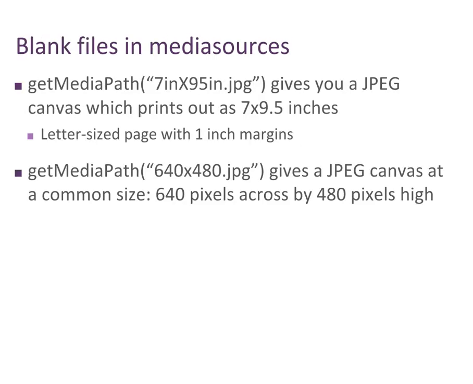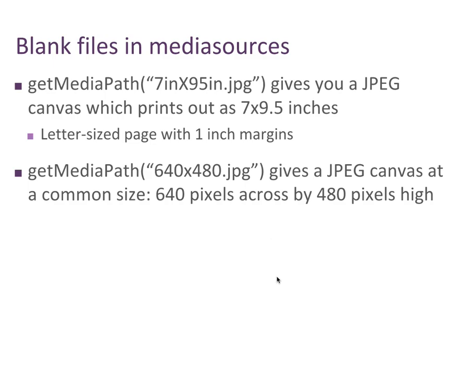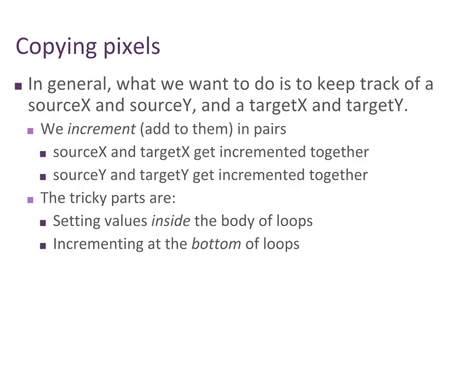So we're going to be using a couple of blank images. They're basically white rectangles that can be found in your media sources files for our copying. Later we'll learn how to create a generic blank image that we can copy onto of any size, but right now we're going to be using these 7 by 9.5 inch, or 640 by 480 pixel, canvases. They're just, like I said, white rectangles that we can copy onto.